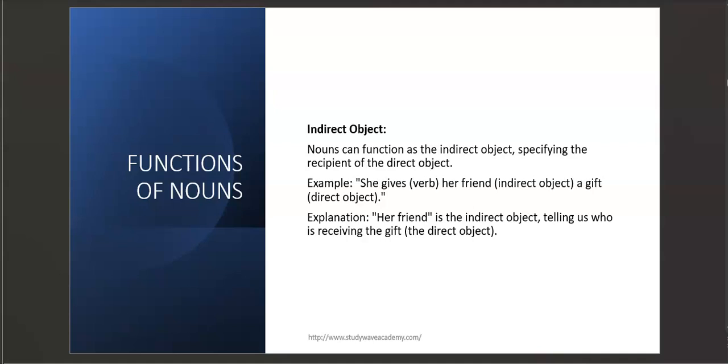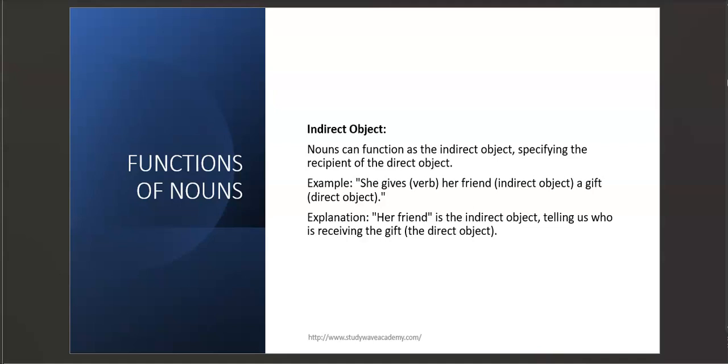She gives her friend, and the friend here is the indirect object. Okay, she gives her friend a gift. So what is being given here? It's the gift. And who is being given? The friend. So we have one direct object and another indirect object. So she gives her friend a gift.